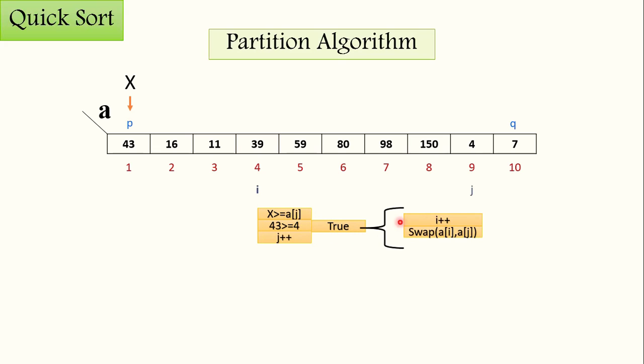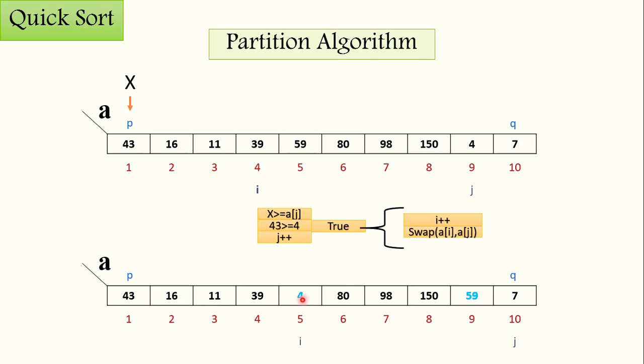Yes. So I will be incremented by 1, I becomes 5, and A5 and A9 values will exchange, which means 4 goes here, and 59 will be here on the position of 9. Then J is incremented by one time, and J is 10.